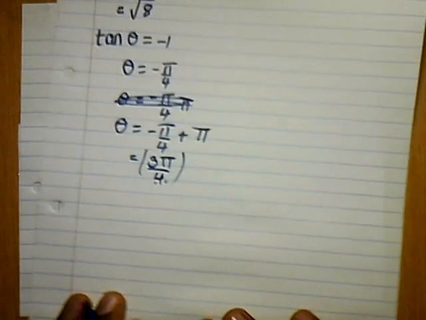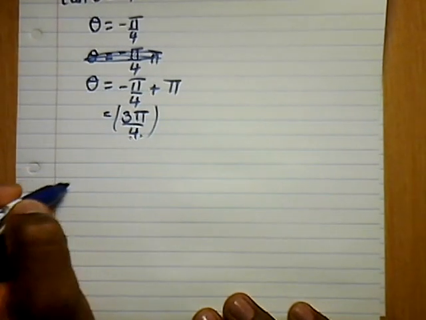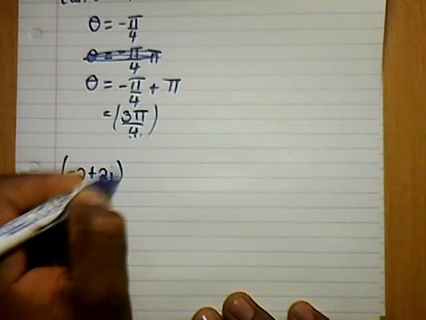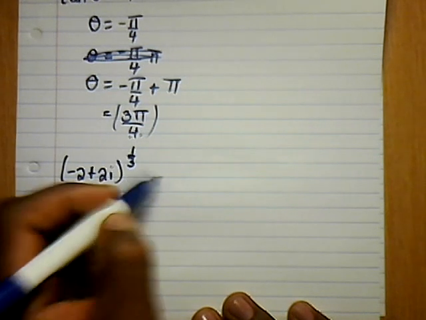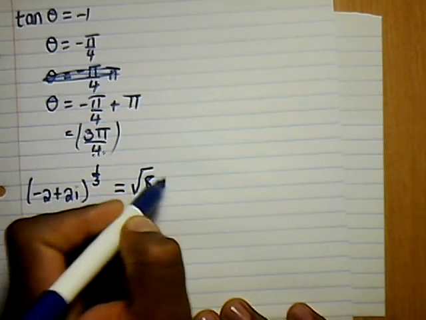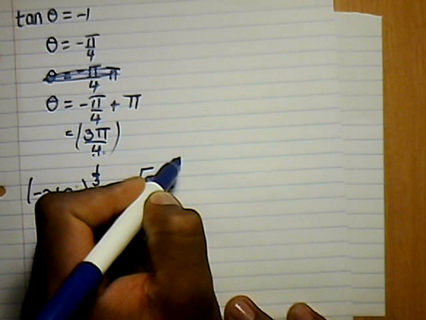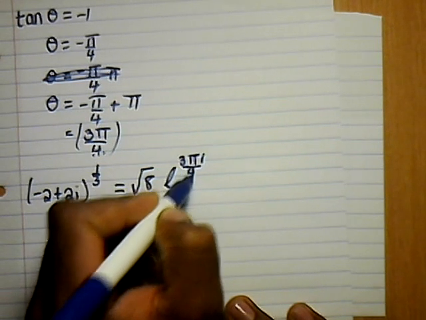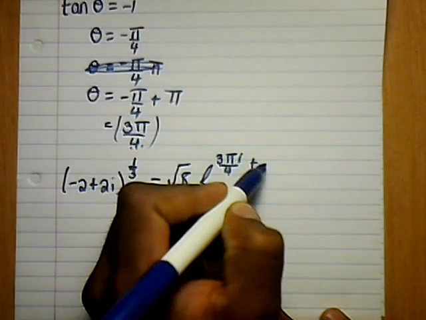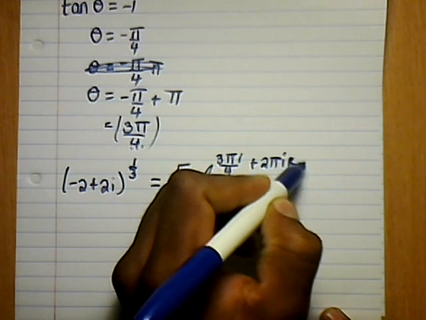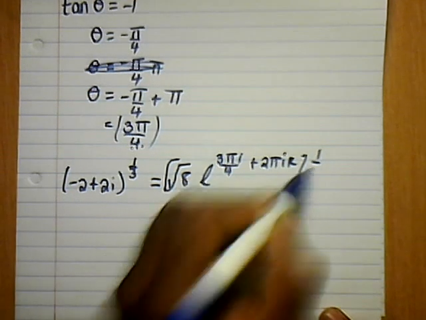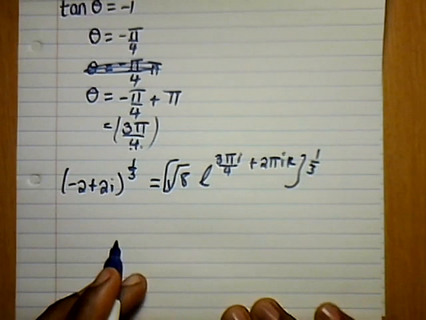Okay, now writing that as minus 2 plus 2i raised to the 1/3 is given as square root of 8 e to the 3 pi I over 4 plus 2 pi I k, and the whole of this stuff in here is raised to 1/3 because our n is 3, so raised to 1/3.